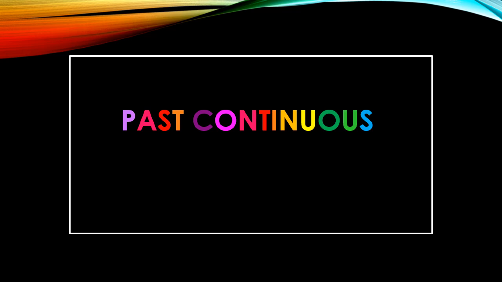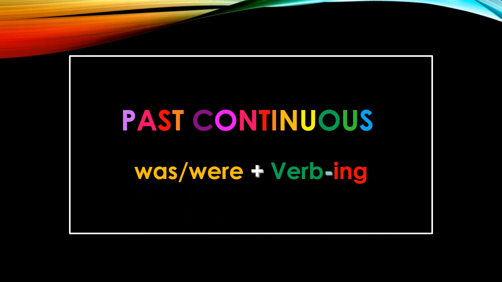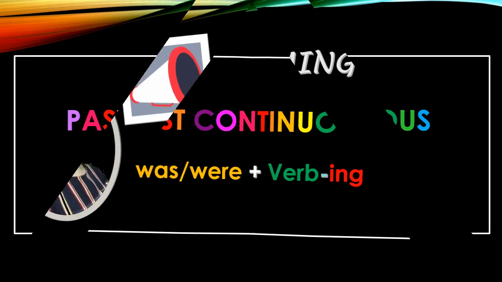In short, to form past continuous tense, you need to have verb to be, either was or were, depending on your subject, plus the main verb with ing.